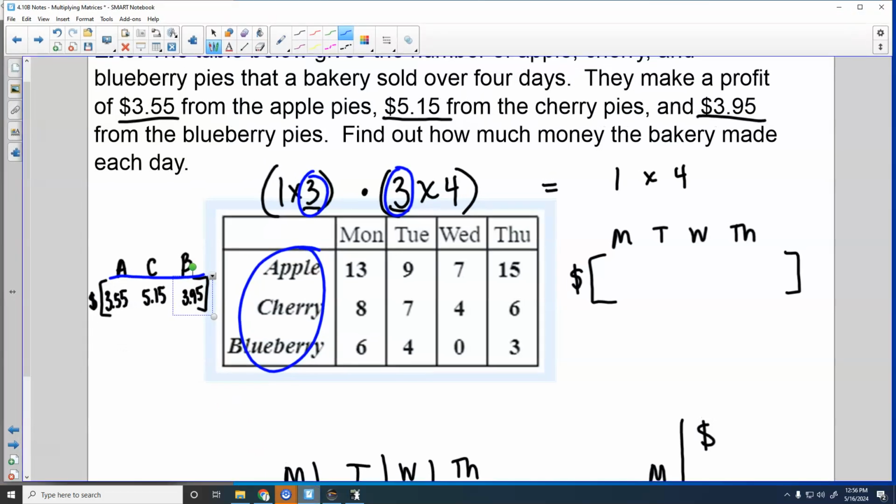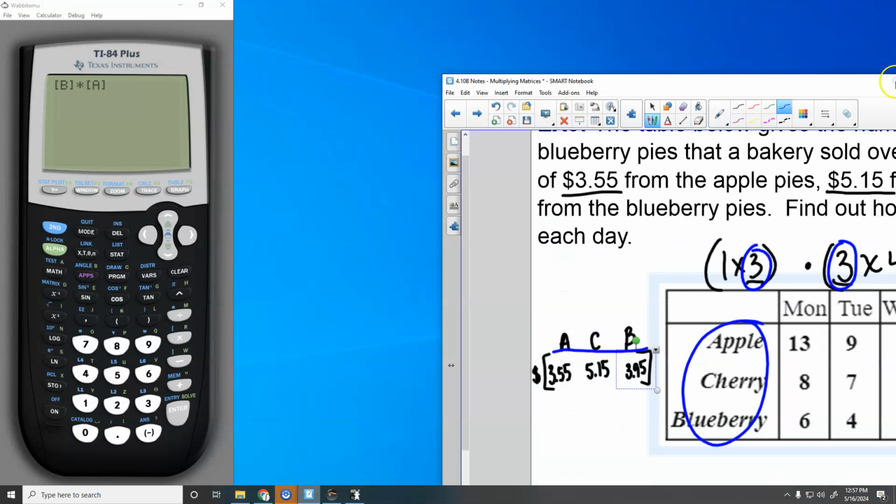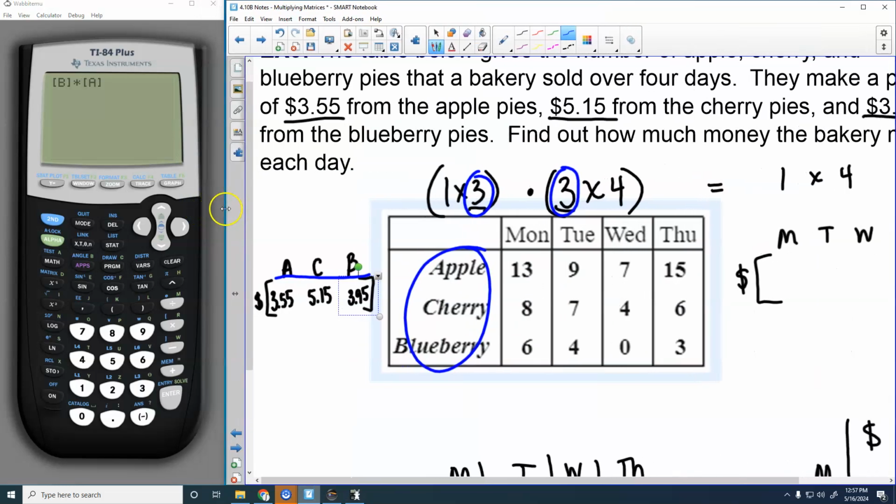So over here, come on. Why is it not? Oh, because I didn't drag it over to the side, right? There we go. Okay. So you first need to put your matrices in. We learned how to do that yesterday. So you're going to press second, X to the -1. That gets you to the matrix menu. You have to go over to edit, hit enter, and you're going to do a 1x3 matrix, and it's going to be 355, 515, and 395. I've already got it in from second period.